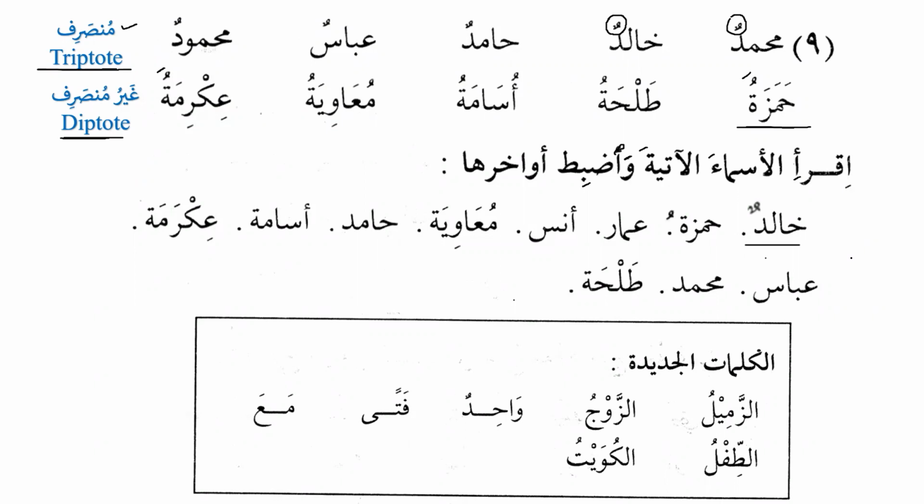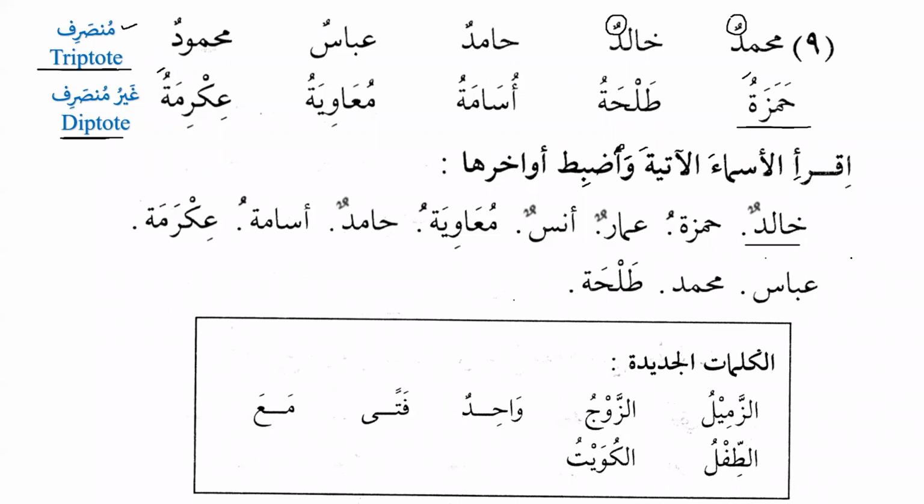It's a diptot. Ammar, can I put a tanween on that? Ammarun. What about Anas? Yes, Anasun. What about Muawiyatu? In fact, I already said Muawiyatu, so we will say it without tanween. So Muawiyatu. What about Hamid? We will say Hamidun. What about Usama?